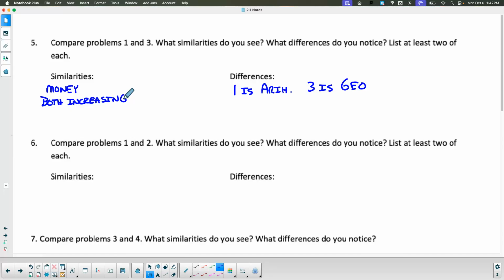Are they, one is, one and three? Or one is discrete and the other is. Oh wait. They're both discrete. Wouldn't they both be discrete? Did we say that they were both discrete? Yeah. Okay, so that would be a similarity then, right? Yep.